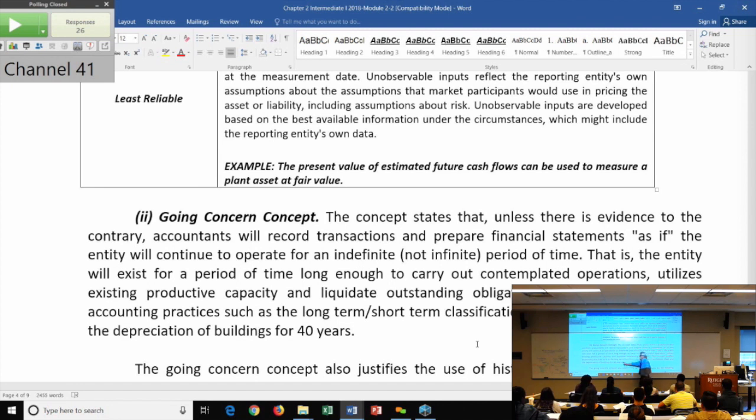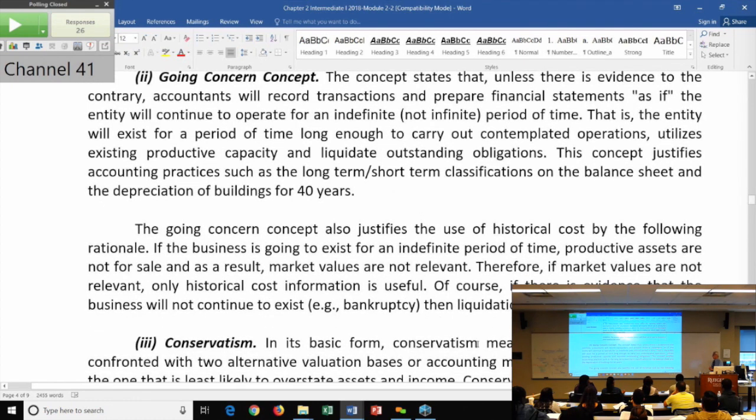What's an application of going concern? The long-term and short-term classification on the balance sheet, or depreciating an asset for a 40-year period. You have to remember that we don't use market values all that often, and some people will tell you that the going concern concept is used as a justification for historical cost, because if a company is going to operate for an indefinite period, you're not going to sell off productive assets. In other words, if you're a going concern, you're not going to sell off your plant and equipment. You're not going to sell off all your buildings. So basically, your productive assets are not for sale.